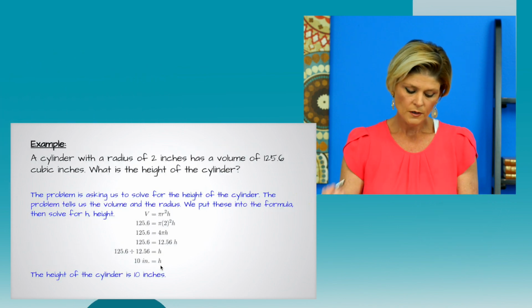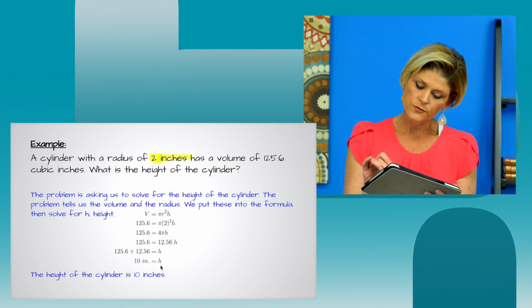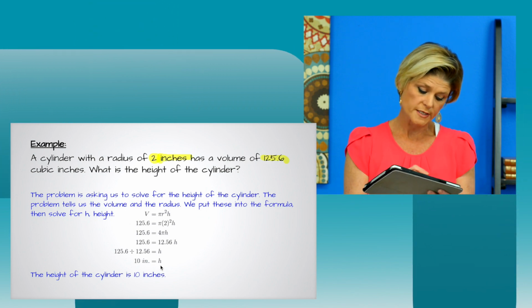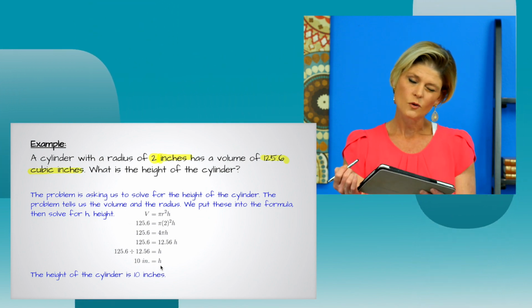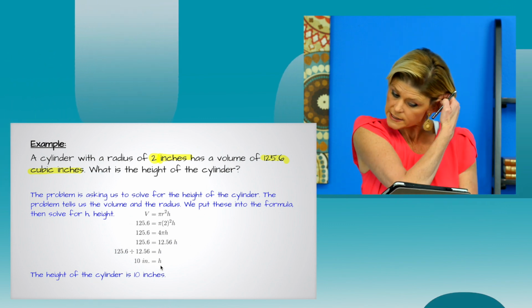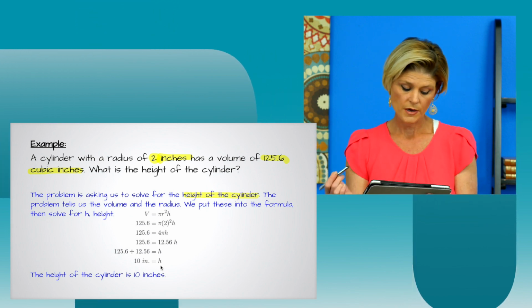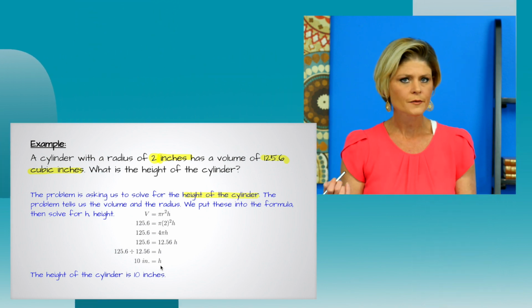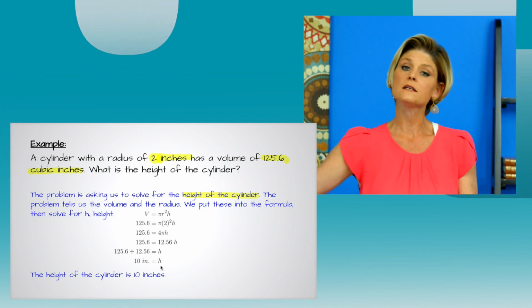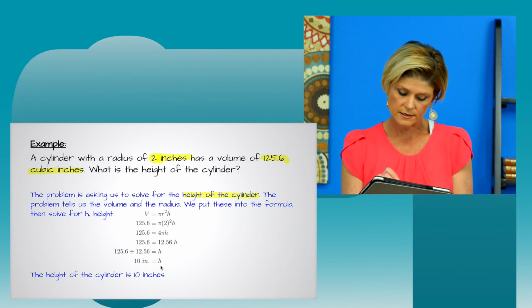Here's an example. A cylinder with a radius of 2 inches has a volume of 125.6 cubic inches. What is the height of the cylinder? All right, so this problem is asking us to solve for the height of the cylinder. Now the problem tells us the volume and the radius, so all we have to do is put the things that we know into the formula and then solve for h, for height.